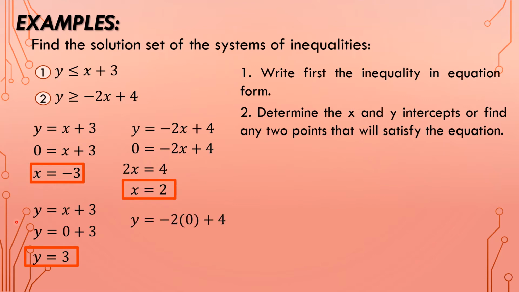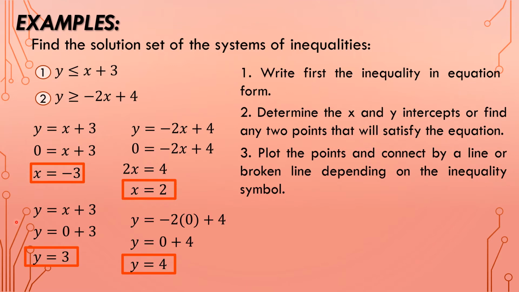Next, substitute 0 to the variable x para mahanap naman natin yung y. Kaya naging y equals negative 2 times 0 plus 4. And then, i-multiply yung 0 sa negative 2, naging 0 plus 4. So the value of y is 4.